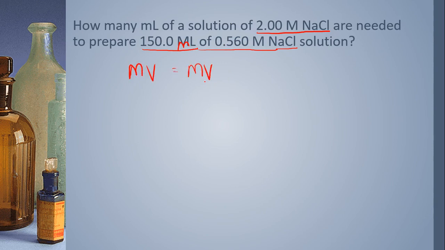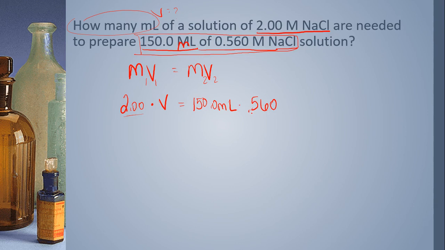So what we're going to do is we're going to set it up, MV equals MV. You can put the 1s and the 2s if you want to, or you can leave them off. All that really matters is that I put these two numbers together and that I have the 2 with the variable. So we could put 2.00 times the how many milliliters. We're finding V. How much of this stuff do I need to make 150 milliliters of 0.560 molar sodium chloride?